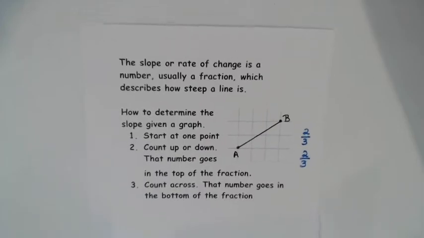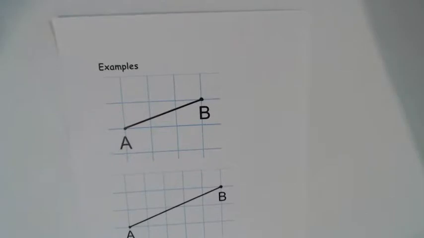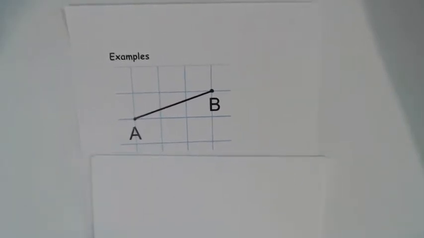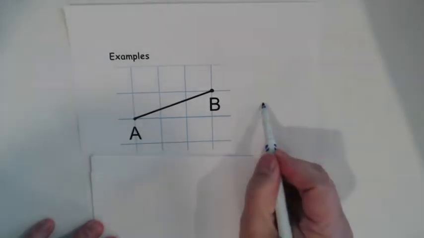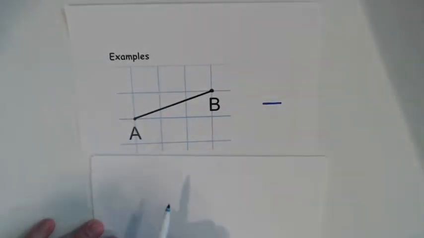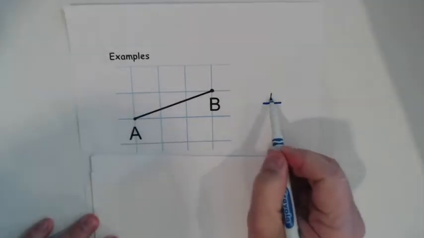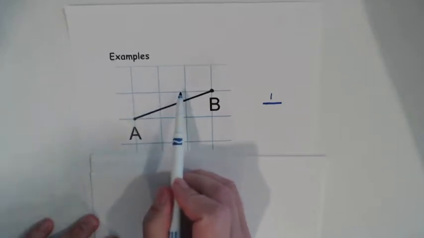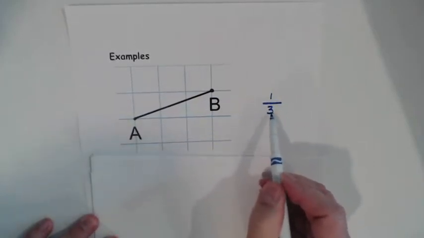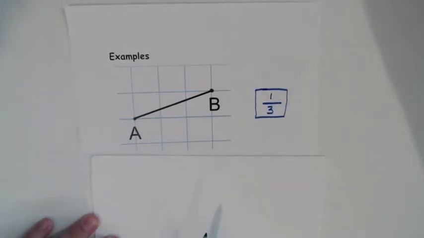The next thing we need to do is look at some examples. We'll look at this first example. I'm going to determine what the slope of this line is. I'm going to start at A. I realize I need to write a fraction, so I come over here and make a fraction bar. I start at A. I'm going to go up or down. Well, to travel to B, I need to go up 1. I put 1 in the top. I need to travel over or across 1, 2, 3. I put that in the bottom. The slope of this line right here is 1/3.